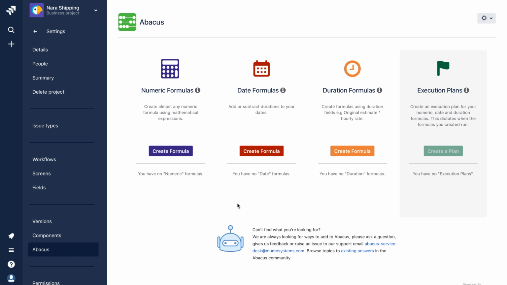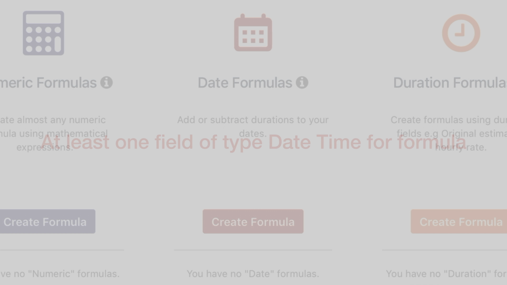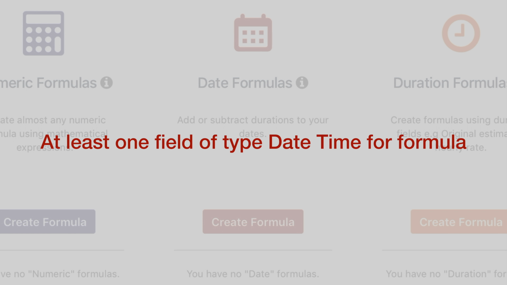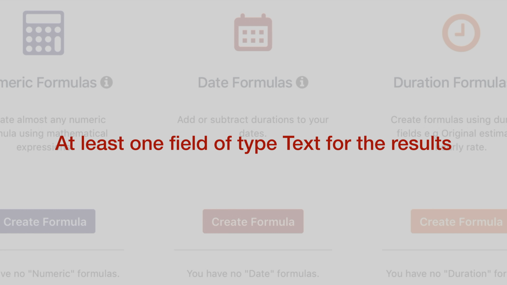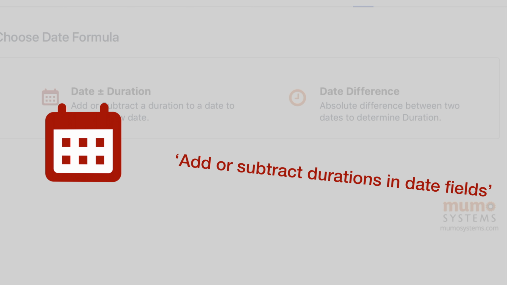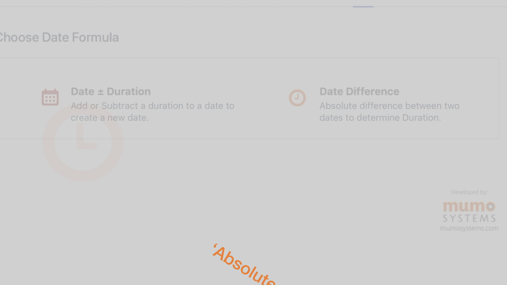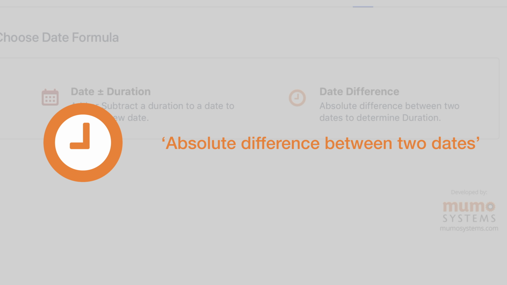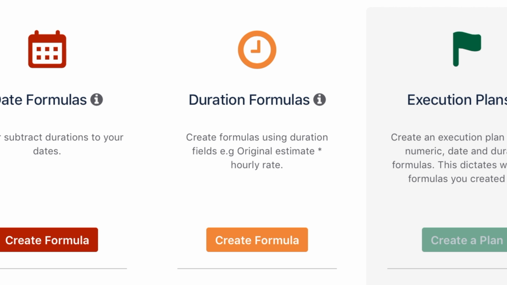Next, we'll cover date formulas. Date formulas function to add or subtract durations to your date fields within Jira. Keep in mind a minimum of one custom field of type date time is required for the formula, and another of type text is required for the results. The 2 widgets within this formula type are date plus or minus duration, used for the purpose of adding and subtracting durations in date fields, and date difference, used for the purpose of calculating the absolute difference between 2 date fields within an issue.